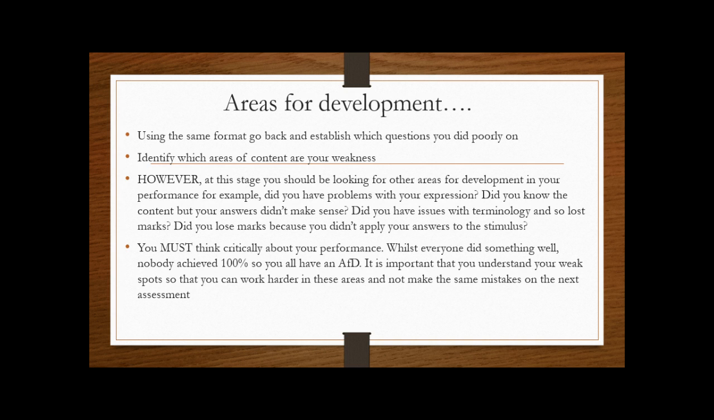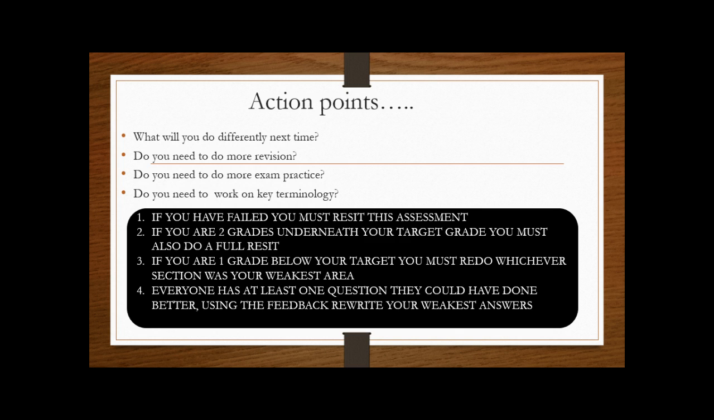Then you obviously need to look for your areas for development. Is it topic areas? Is it application? Is it expression? Is it terminology? What is it that's pulling your marks back? So then think about your areas for development. You all know your action points, so what will you do differently next time? Do you need to revise more? Do you need to do any resits? You all know the drill by now, so it's a resit if you fail, a resit if you're 2 grades below, resit in 1 section or 1 question if you're 1 grade below. Everybody's got something that they can work on, okay, so fill in the action points accordingly.